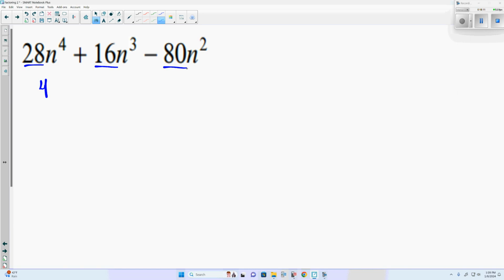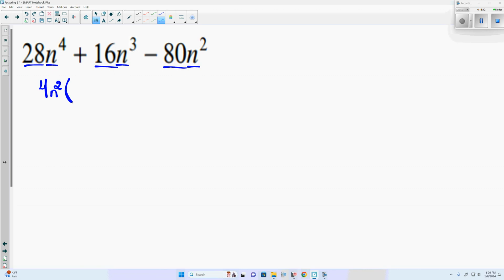Is there anything else in common with all three terms? All three do have an n, yes? We can actually remove more than just one n. We can remove n squared, because whichever one has the smallest exponent is how many we can remove. All of them have at least 2, so we can remove 2 from all of them.